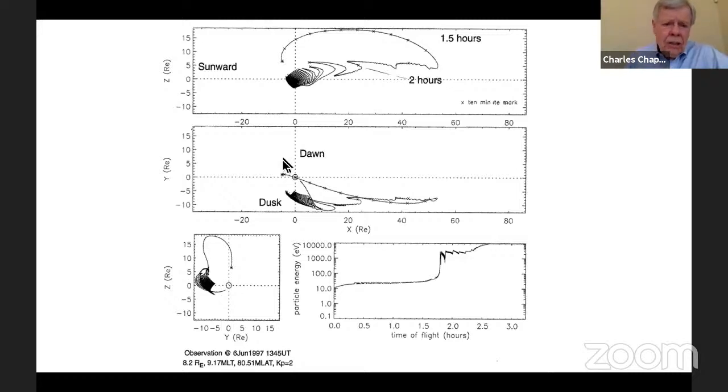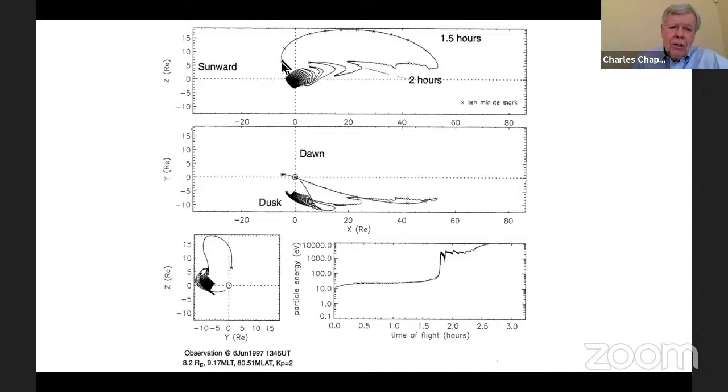This is a code written by Dominique Delcourt for his PhD thesis back in the late 80s. And Matthew Huddleston used it as a way of interpreting what we were seeing in the TIDE instrument on the Polar spacecraft. So I want you to look at some of these times. This uses a Tsyganenko magnetic field and a Weimer convection field. This case is for a Kp of 2.